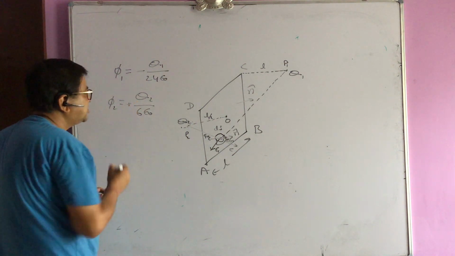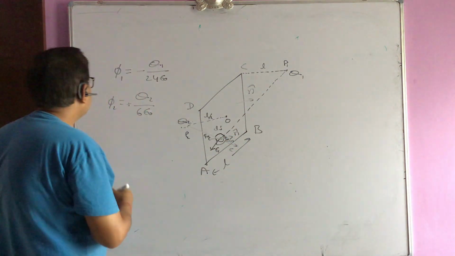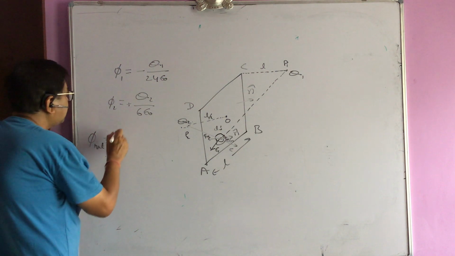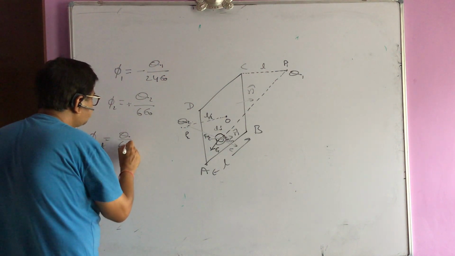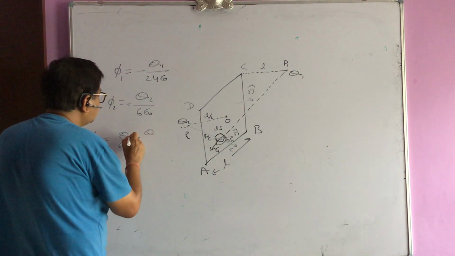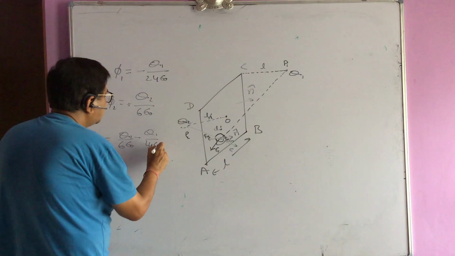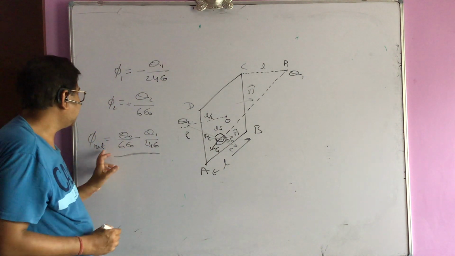that is going to be positive because E2n is along the same direction as n cap. So now if I ask you what is the net flux, the phi net is going to be the algebraic sum of these two fluxes. So my answer is q by 6 epsilon naught minus q2 by 6 epsilon naught minus q1 by 24 epsilon naught. So this is my answer.